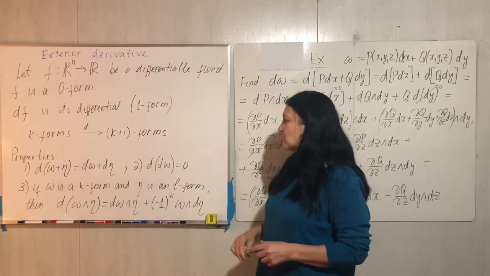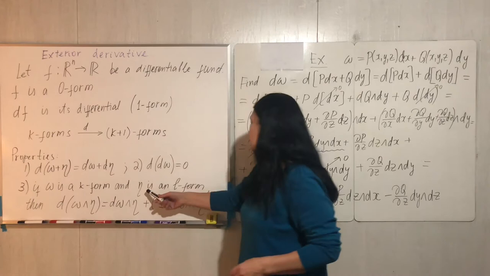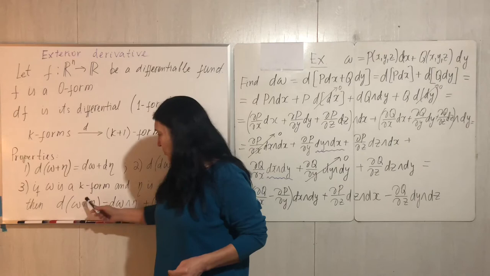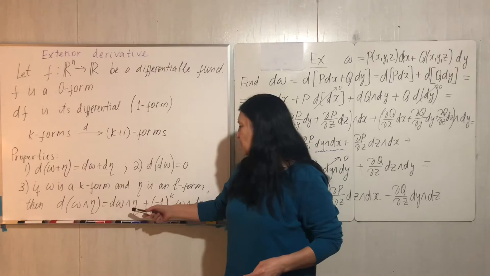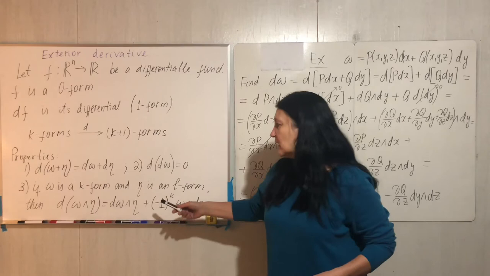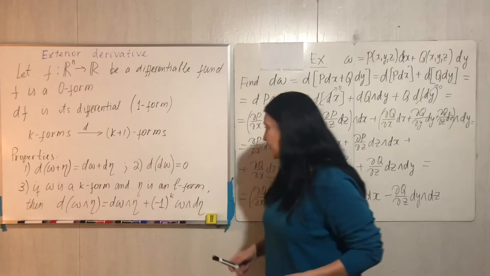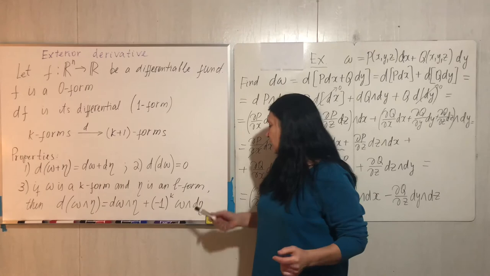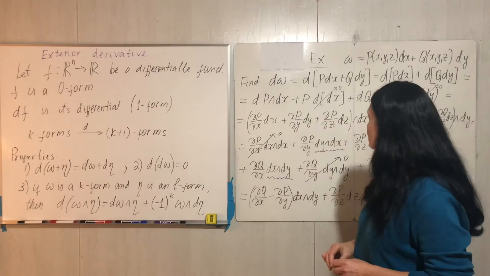And if omega is a k form and eta is an l form, then when we differentiate the wedge product, we apply our d to the first form, wedge the second, and then plus negative 1 to the power k. The power k is related to the first form, omega. It's a k form, so that's why we have here negative 1 to the power k, omega wedge d eta. So some sort of product rule.